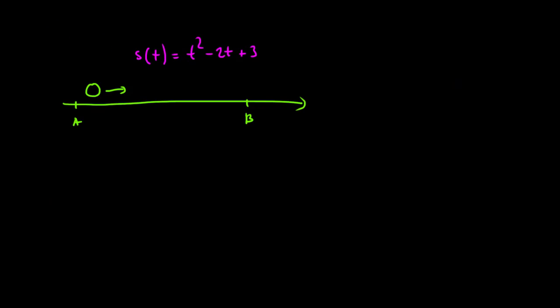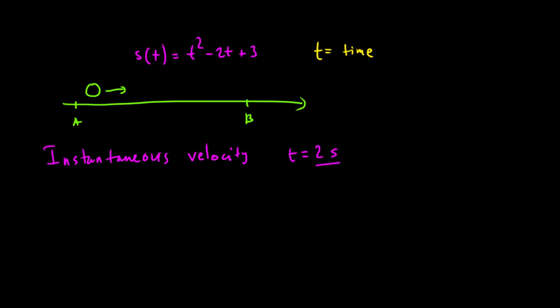Let's look at the next example. The same idea: you have an object going from point A to point B, and the distance of the object can be written as the function s(t), where t is time. Let's find the instantaneous velocity when t is, let's say, 2 seconds.